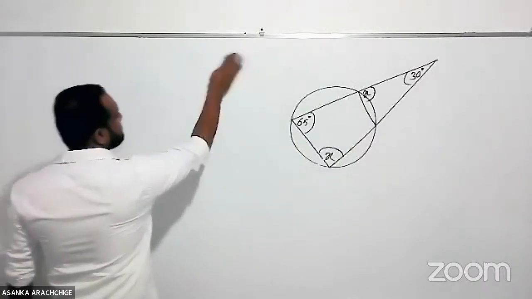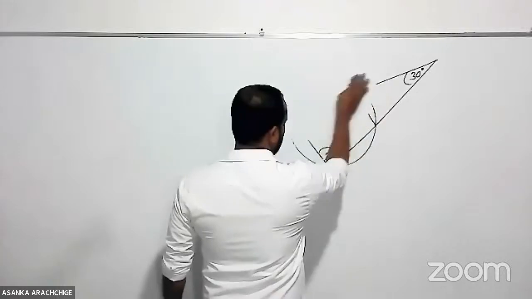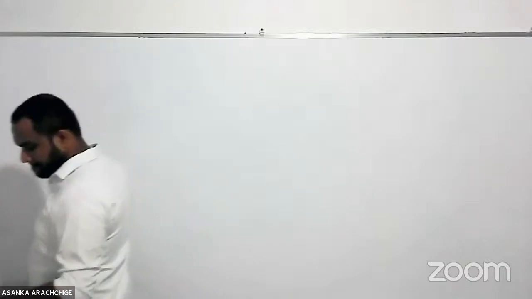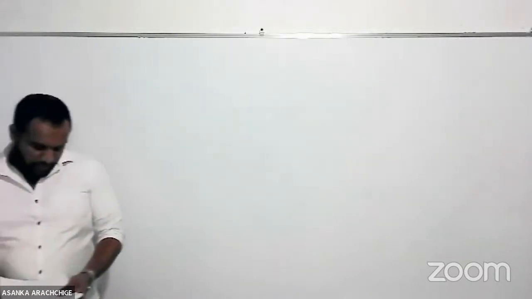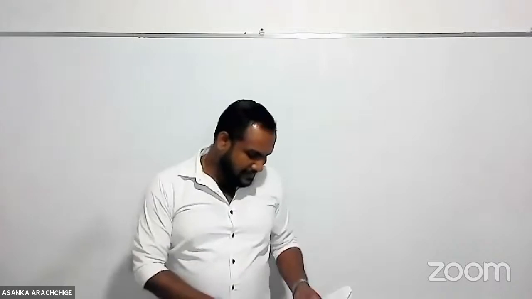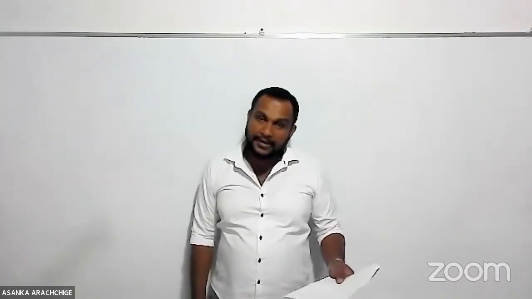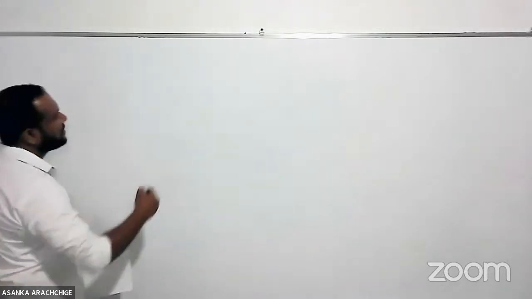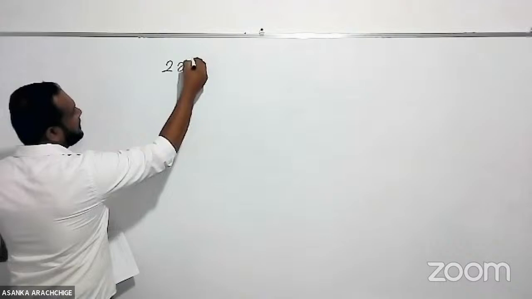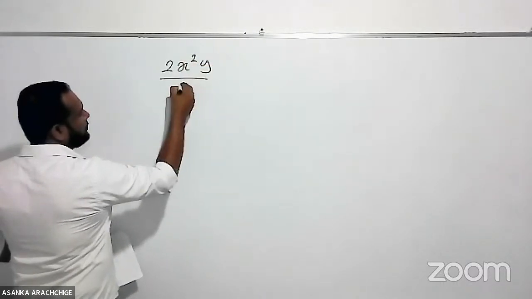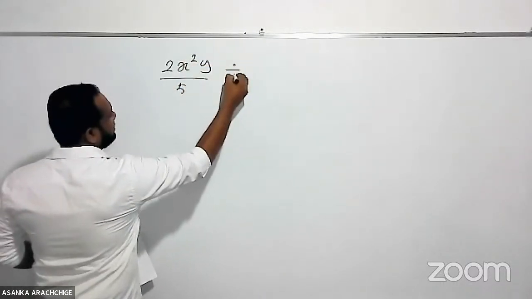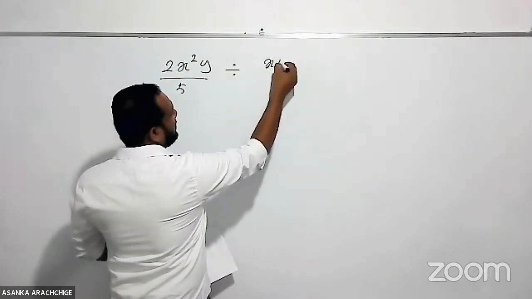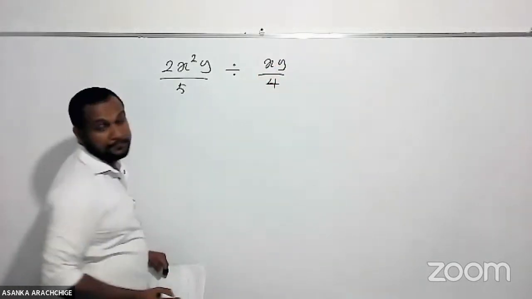Right. Number 20. That is a division of algebraic fractions. 2x squared y upon 5 divided by xy upon 4. Right?